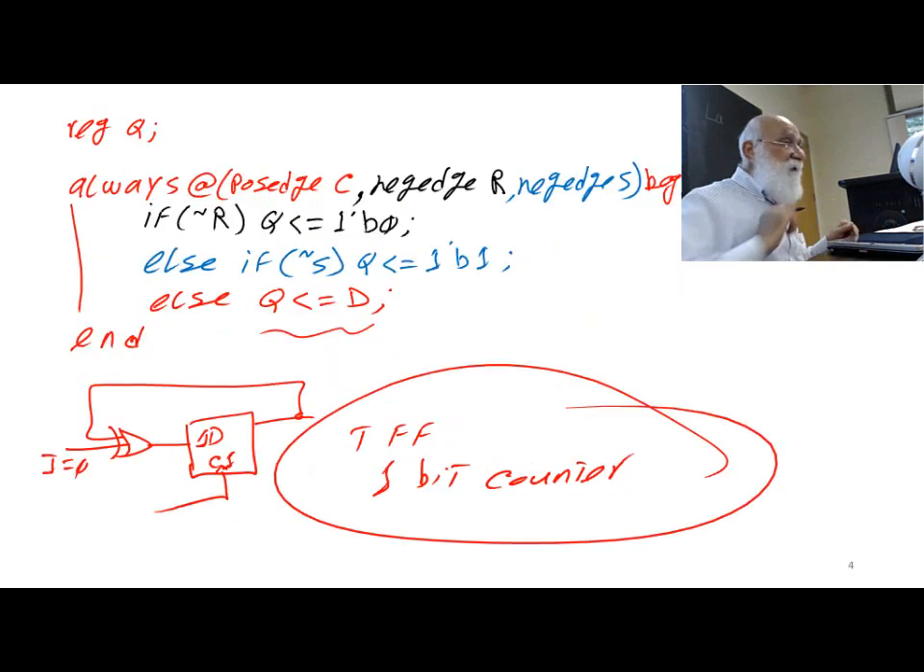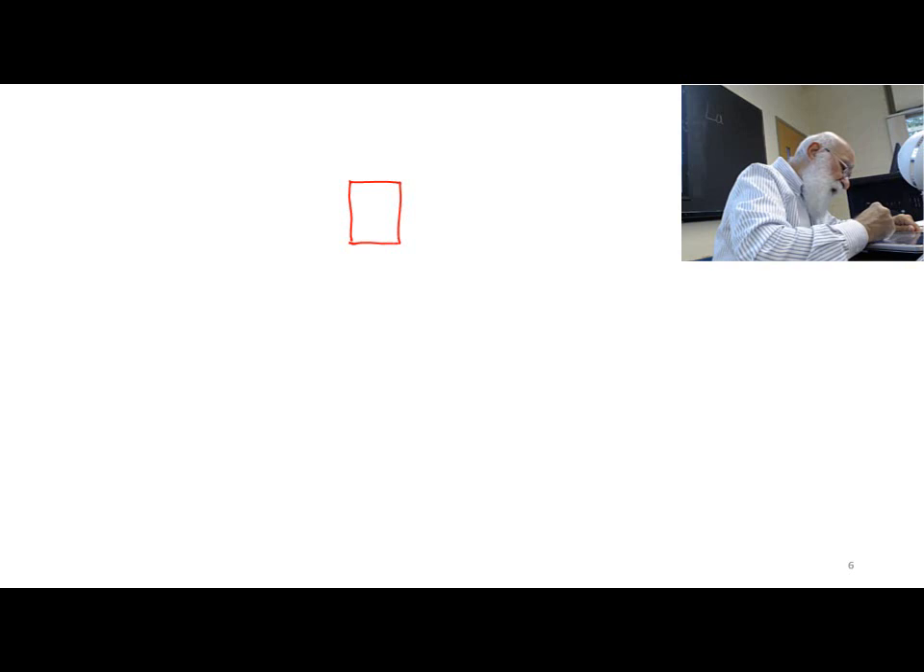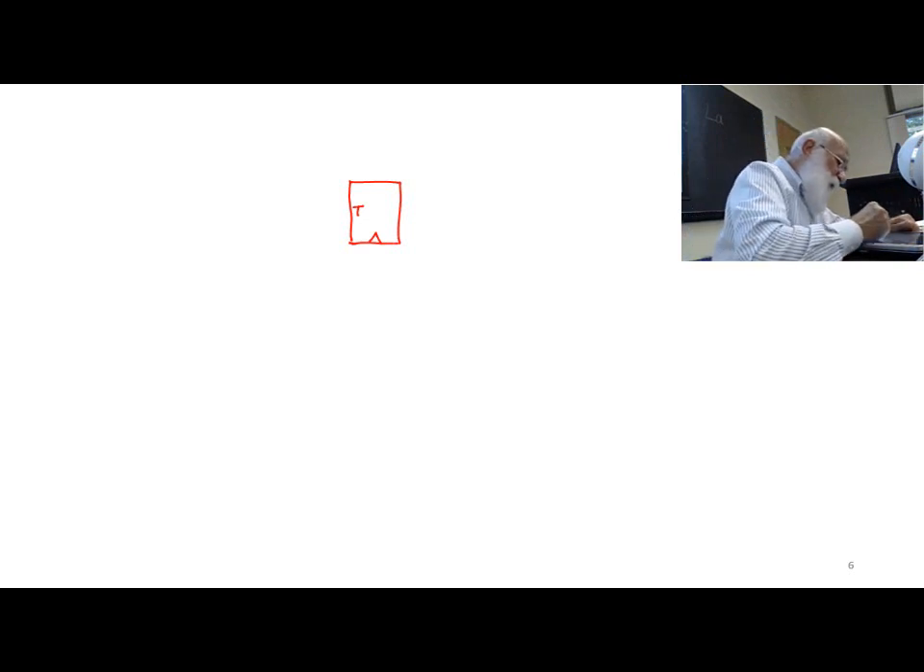Now let's go back to what I started saying here. A T flip-flop is a 1-bit counter. So, this is what I'm going to do. For now, let's not worry about the structure or how it's built. Let's only be concerned with making something useful out of it.